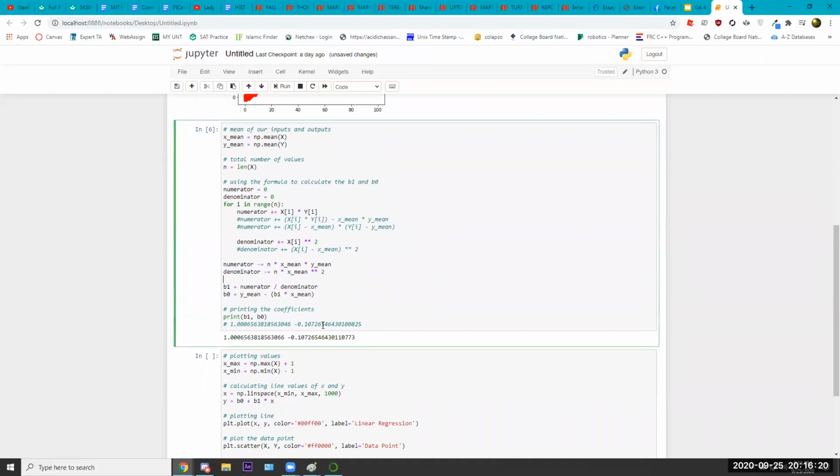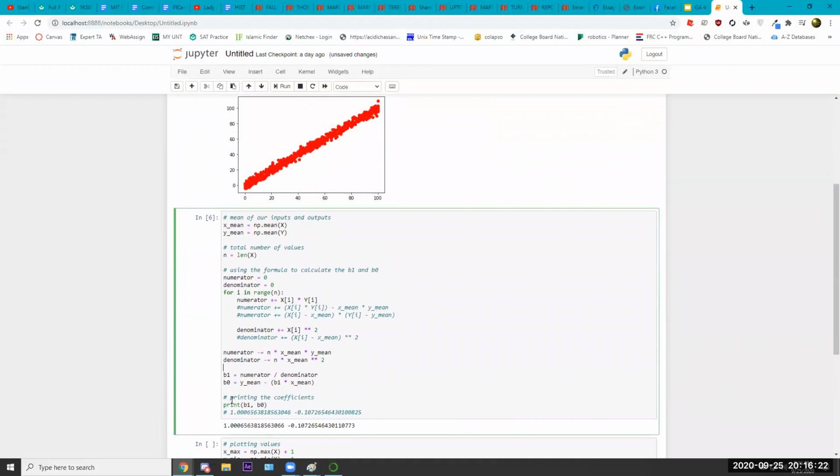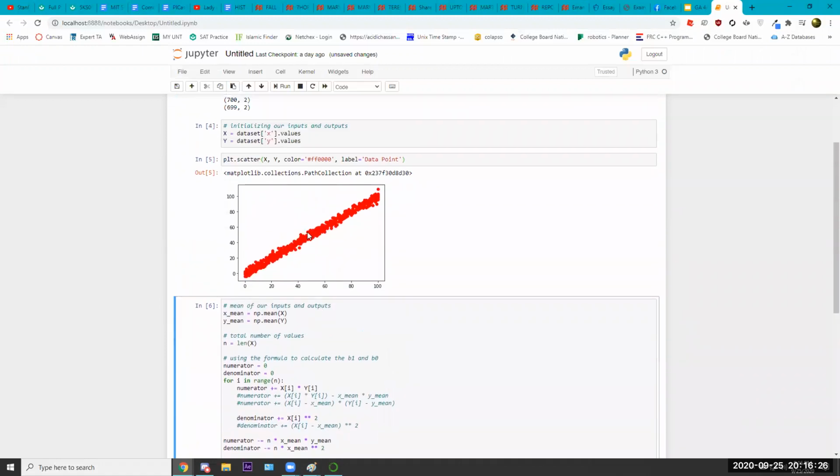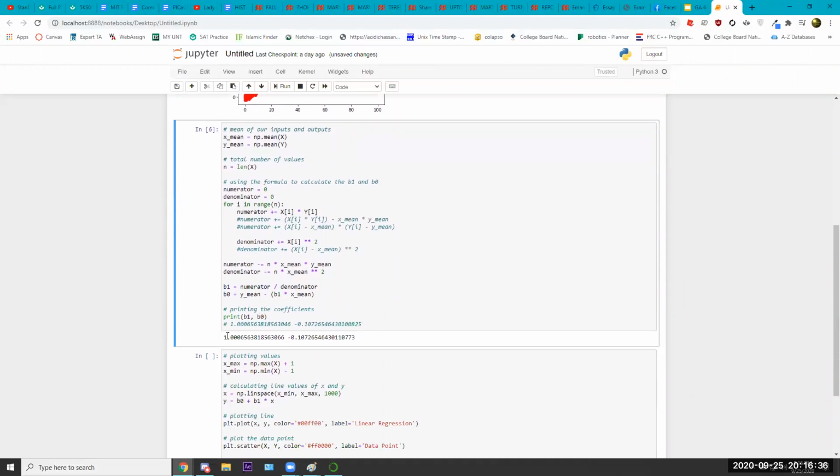And as you can see, our beta 1, which is our slope, we said the line of best fit should be something like y equals x, because at x is 100, y is 100, and it's all linear. You can see that here because the slope is almost 1. It's very close to 1. What that's saying is that our line of best fit is very close to y equals x. And here we can see our y-intercept is very close to 0.